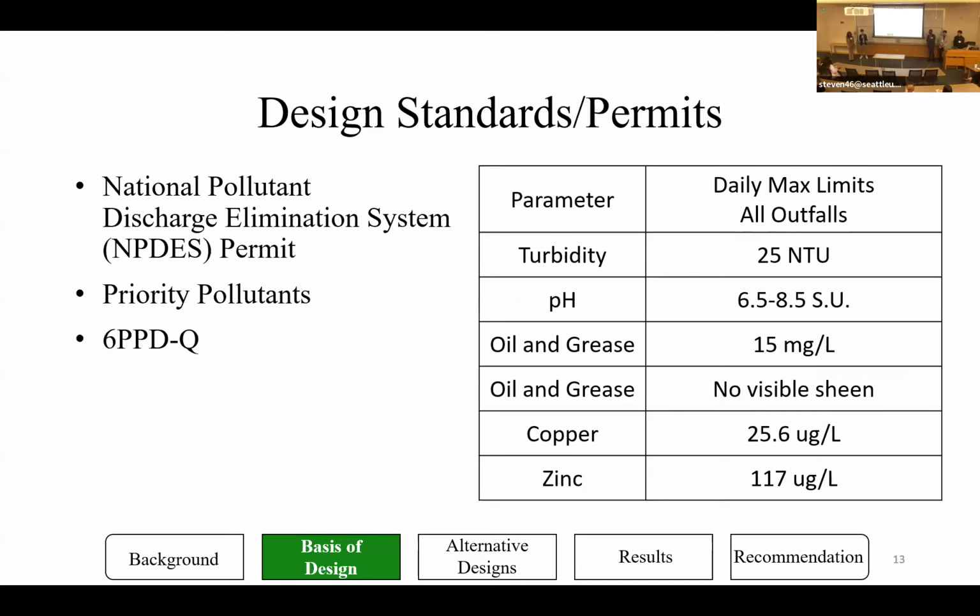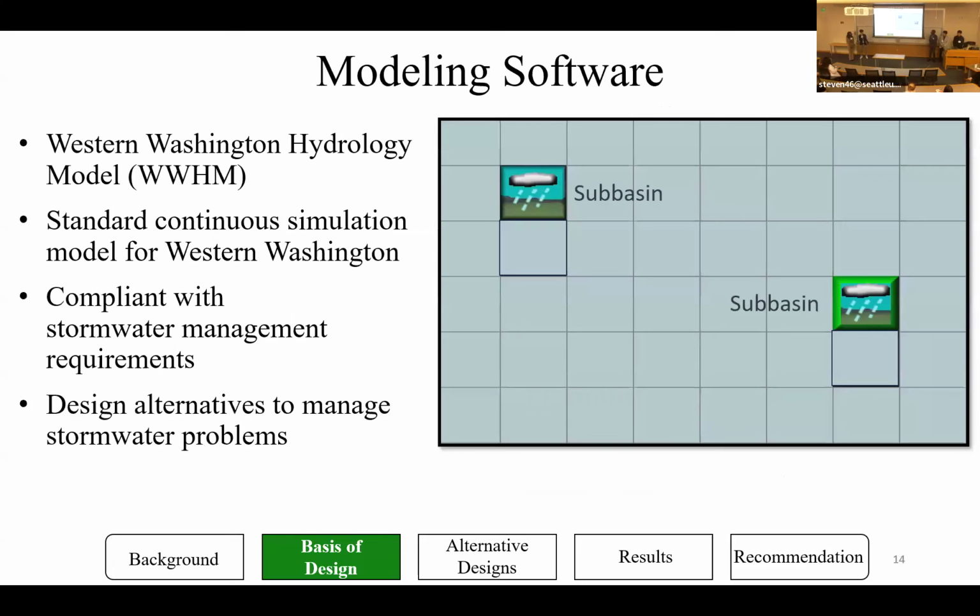Next, we referred to the National Pollutant Discharge Elimination System permit for our priority pollutants on the site. As James mentioned previously, copper and zinc were 2 of our priority pollutants, as well as oil and grease, turbidity and pH. Another pollutant that is not yet on the permits is 6-PPDQ. This is highly deadly to salmon and will likely be included on future permits.